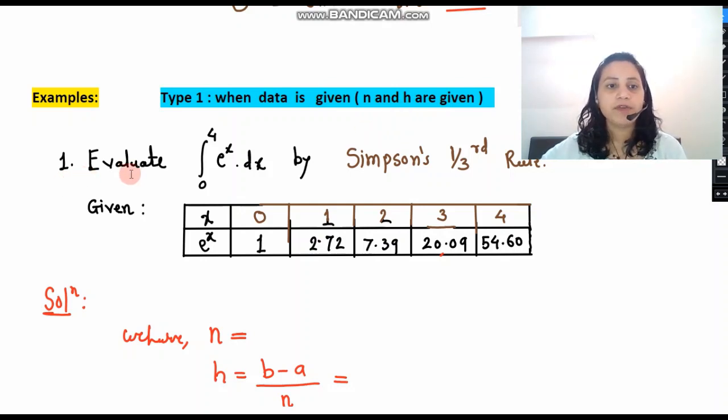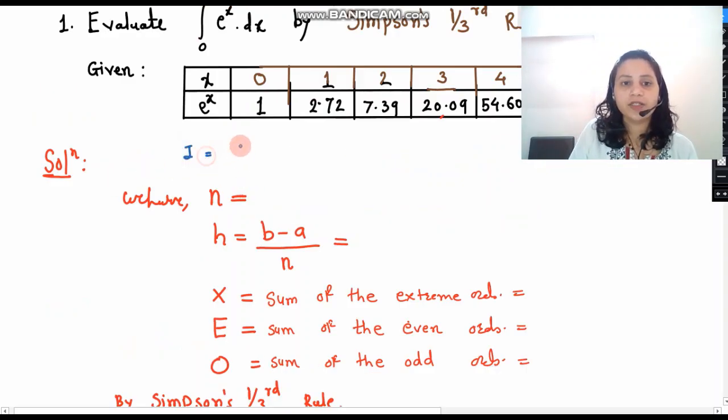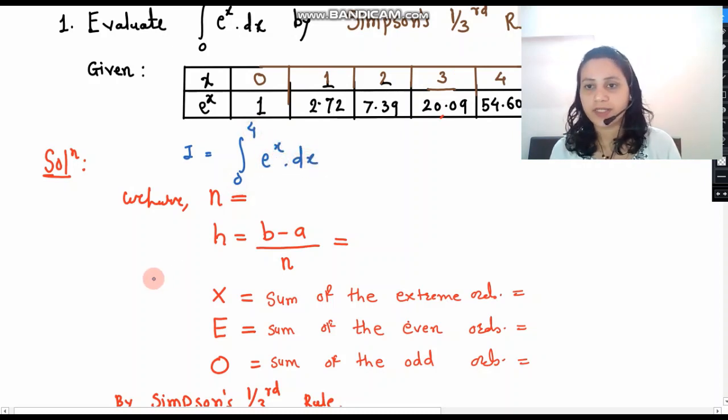Now first example: evaluate the integration from 0 to 4 of e raised to x dx by Simpson's one-third rule. And here, as you can see, the tabular form is given. That means they have given us n, h and this table also. In such types of examples, we just have to substitute the proper values in the Simpson's one-third rule formula and calculate, and you will get the answer. So let's start to solve the sum. The given integration is from 0 to 4 of e raised to x dx. This is our given example.